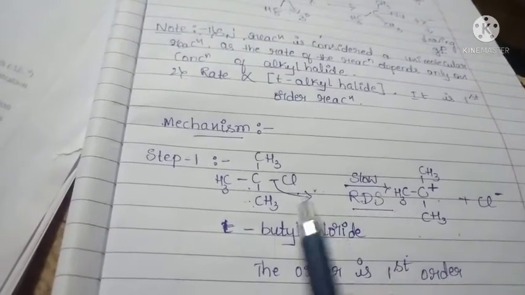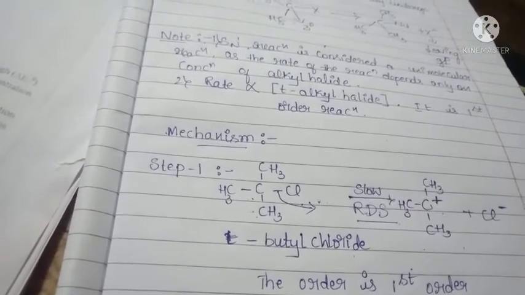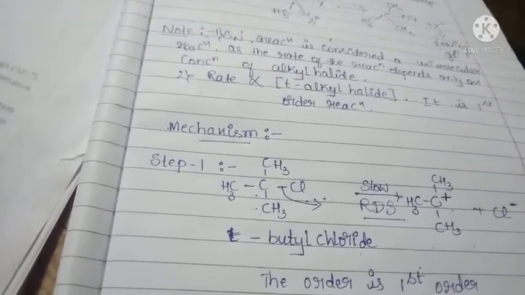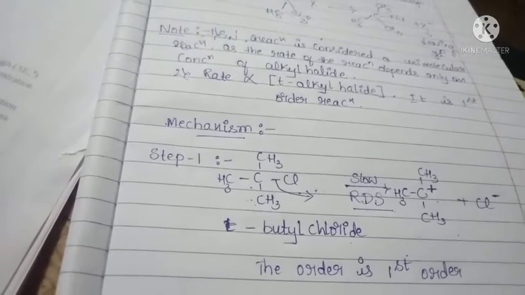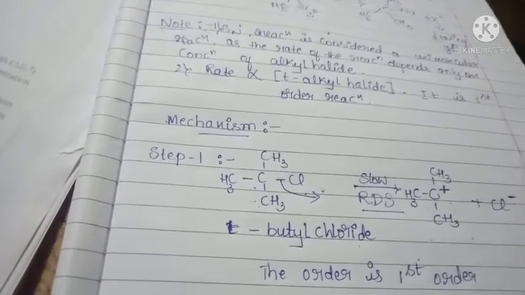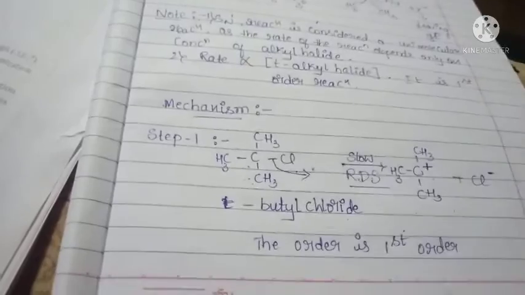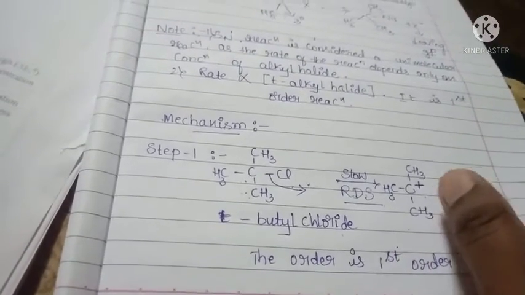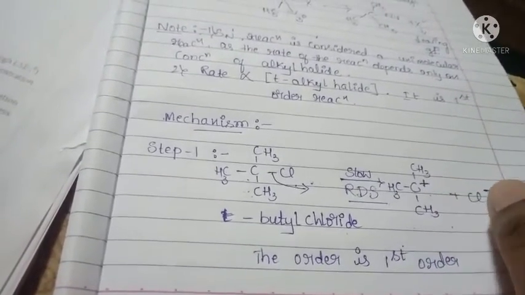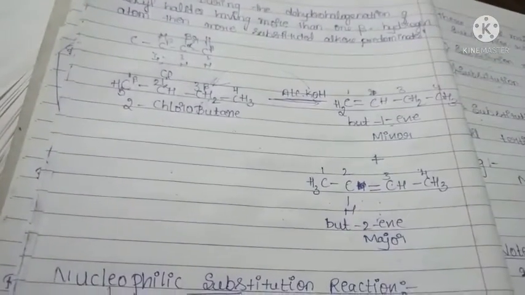Okay, if there is only one step in the reaction, that step is also called the slow step or rate determining step. In that we have to count how many reactants are present in the reaction, and we can calculate the order of the reaction. Okay, next, this is the first step.